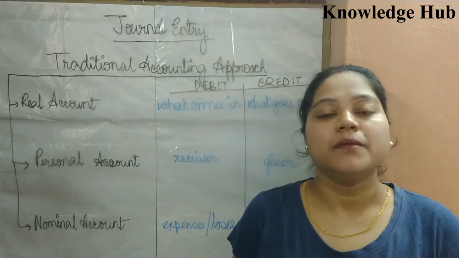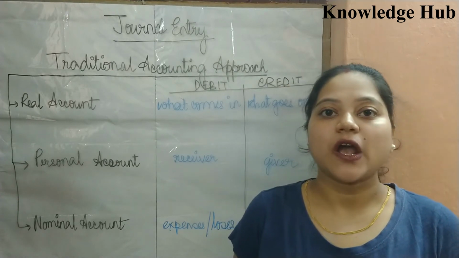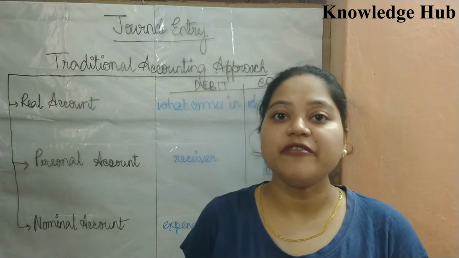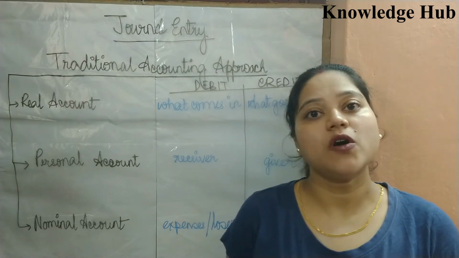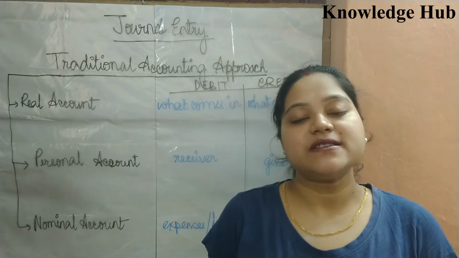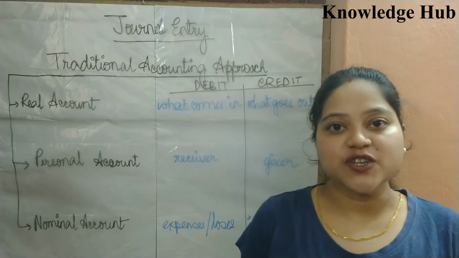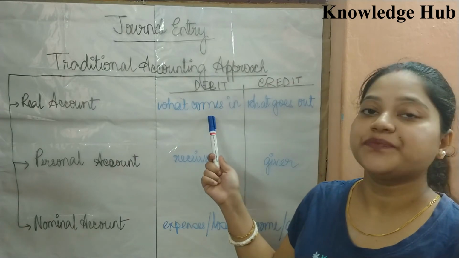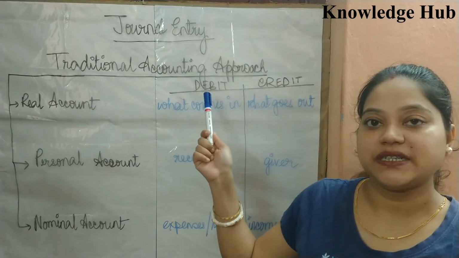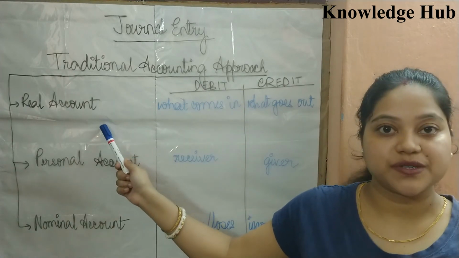Furniture, building, goodwill, patent, all this falls into the category of real accounts because all these things can be measured in terms of money. Now, in case of such accounts, what do we debit and what do we credit? In such accounts, what comes in is debited and what goes out is credited in case of real accounts.